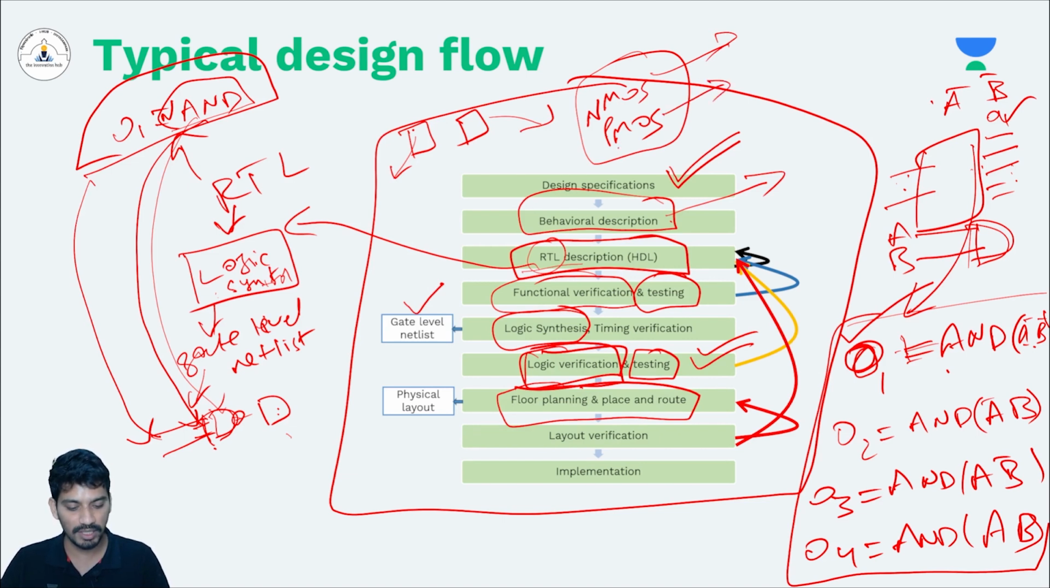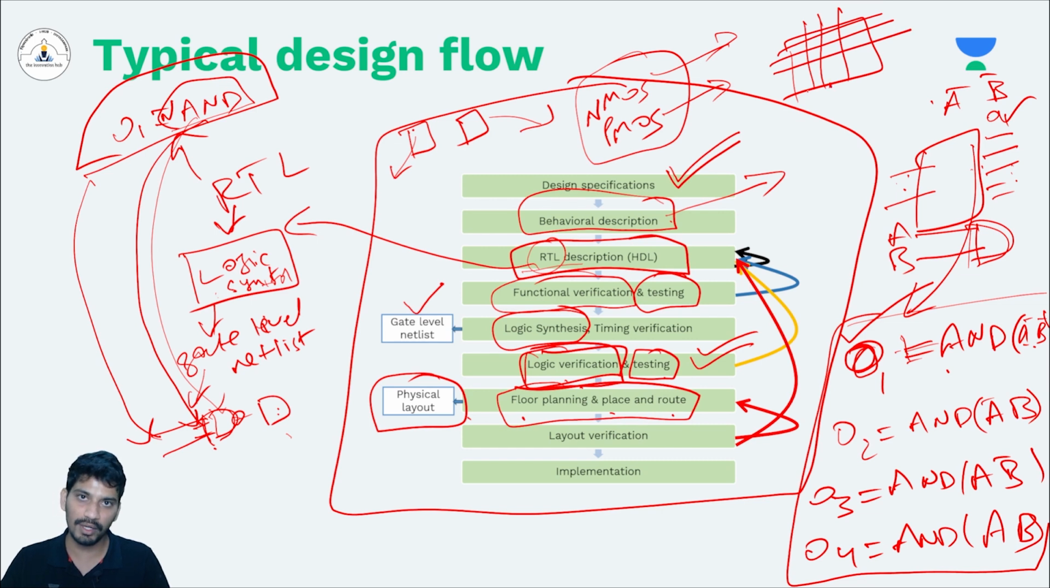But right now, just consider that after the logic verification step, you will do the floor planning, placement, and routing. Once you do that, you will get the physical layout of your design. Once you get the physical layout where the metal information is available, you again do the simulation and check whether the layout of this design is actually working as you required or not. Once you do that, you will do the implementation.